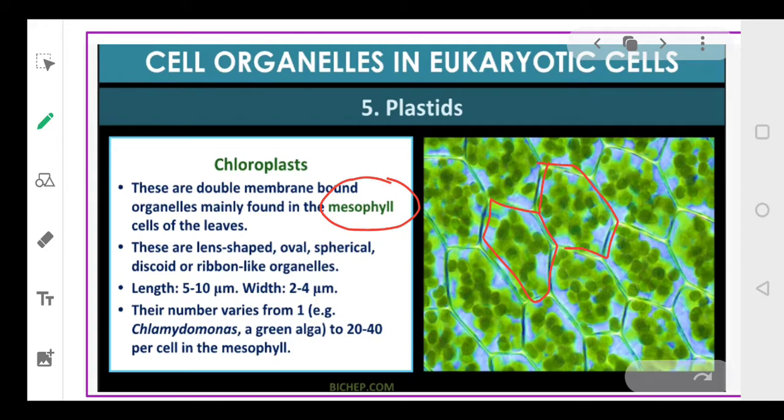So your chlorophyll is present in the mesophyll cells, and the chloroplasts are lens shaped, they may be spherical, they may be oval, or they may be ribbon-like organelles. So their shape also varies and their number also varies. The number may vary from 1 to 20 to 40 per cell in the mesophyll.